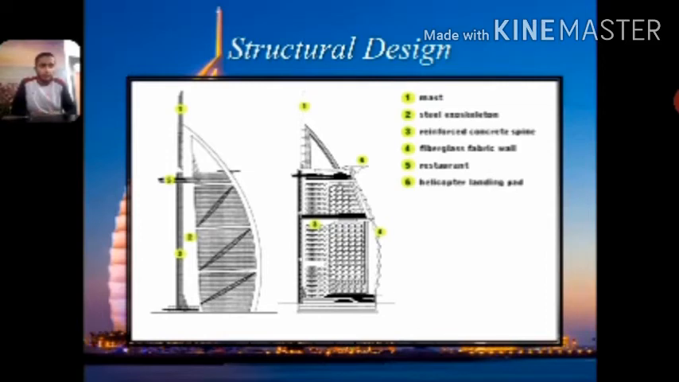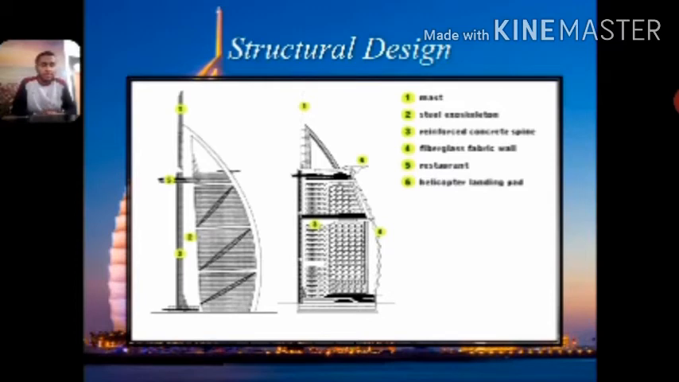If you see, all the floors of Burj Al Arab are attached to the spine. No floor is attached directly to the ground. So the spine was very necessary to be given for stability of the floors. Now, if you come to the fourth point, it is fiberglass wall.